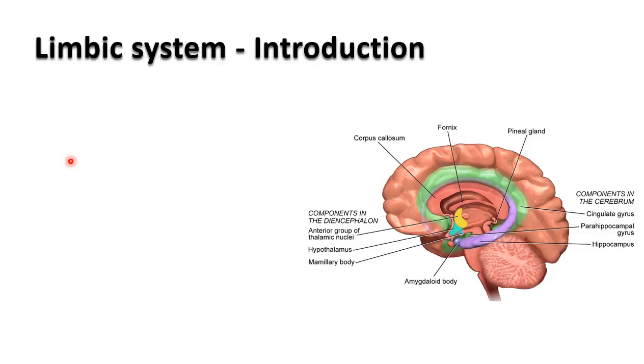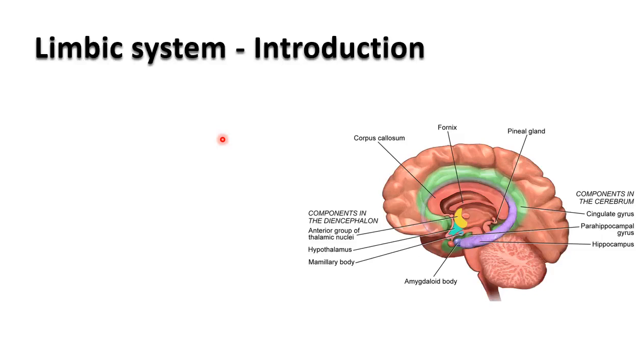Usually there is a general notion that the limbic system is somewhat very complicated and it involves many structures and all those things. So not so complicated as anticipated. It is only a general fear among the students that the limbic system is one of the complicated topics in neuroanatomy. So I will try to keep it as simple as possible.